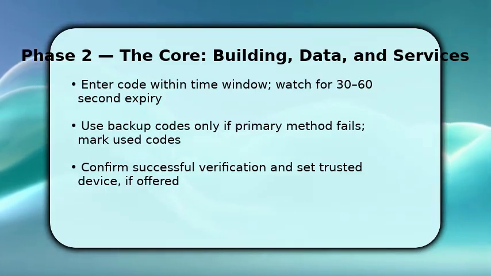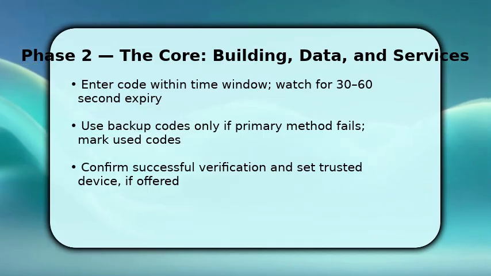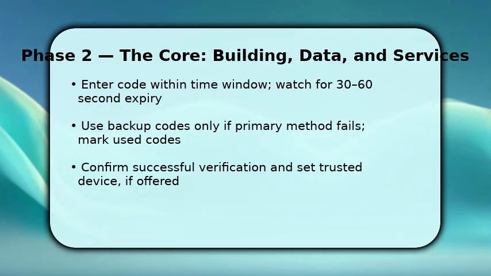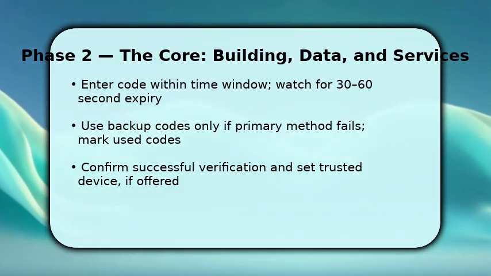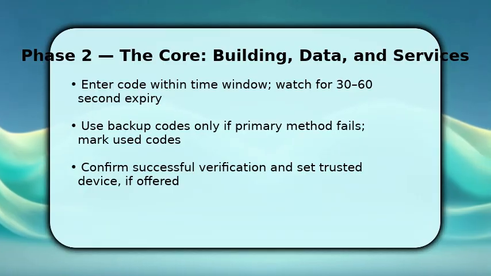Provide these in sequence. If a one-time code is time-based, type it within the 30 to 60-second window to avoid rejection. Otherwise, request a new one. When you use a backup code, mark it as used and store remaining codes securely. Make sure to select Trust this device only on personal equipment to reduce future prompts.